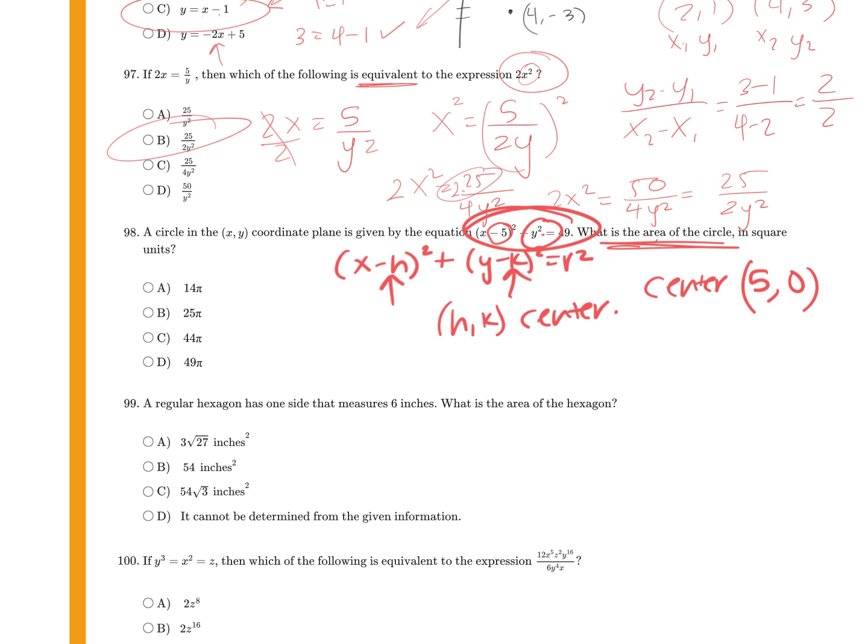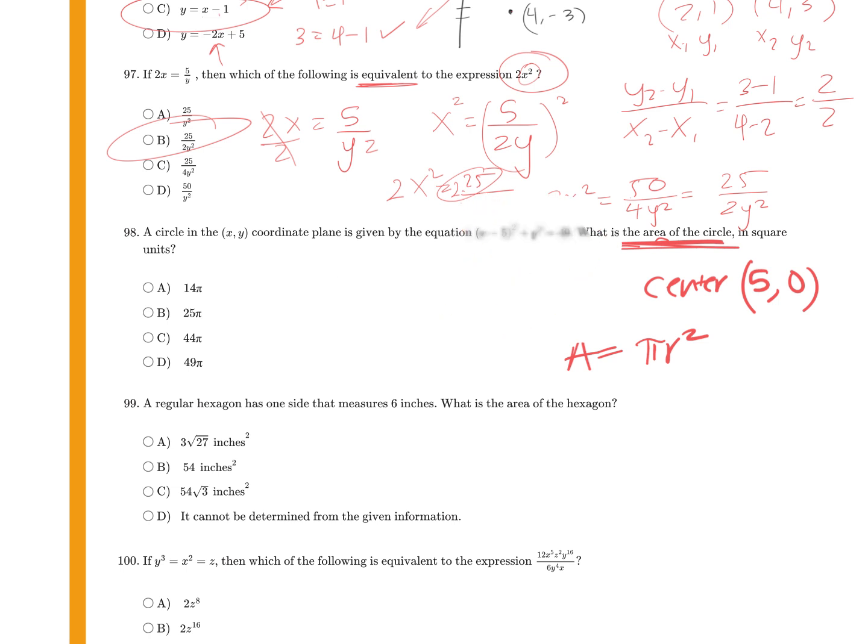Okay, so here they're asking for the area of the circle. Now, the formula for area of the circle, pi r squared, it's on the formula sheet. So all we need to know is the radius. Notice it says r squared. That matches up. Let me erase this because there's a little bit too much going on here.